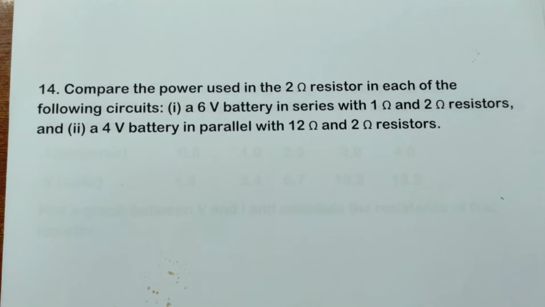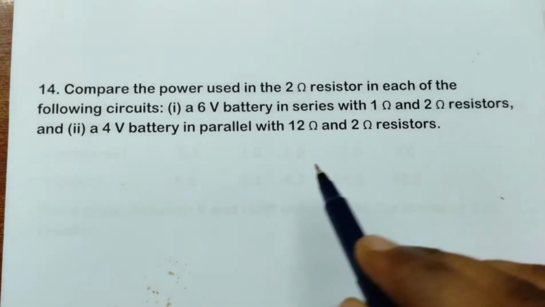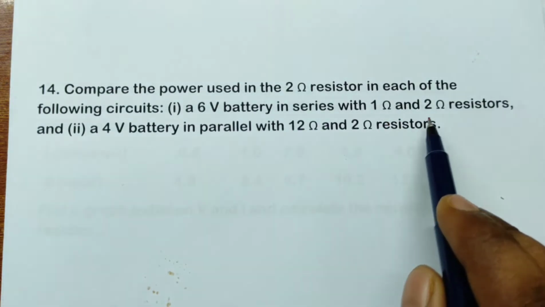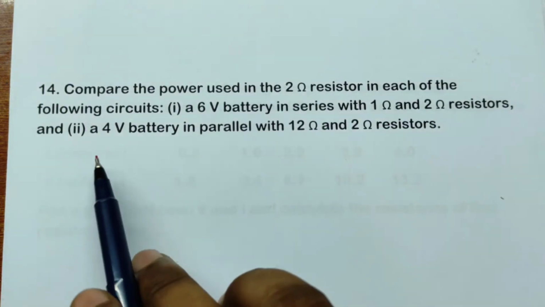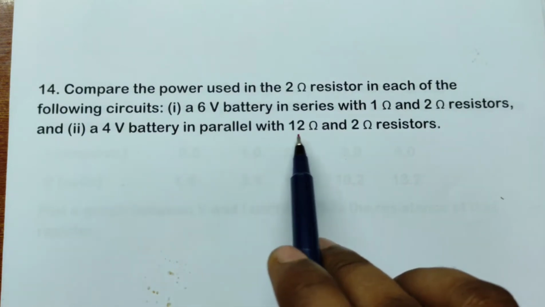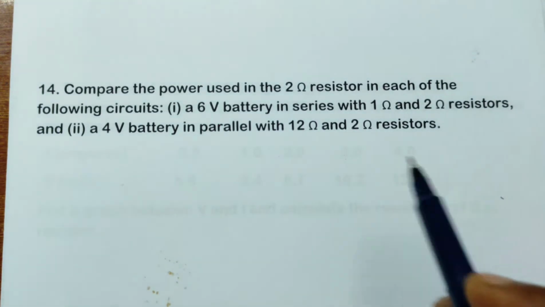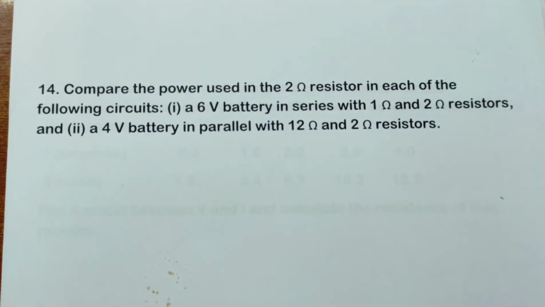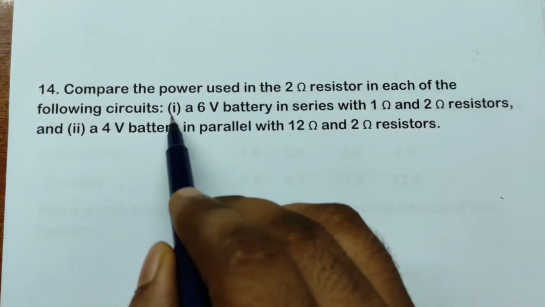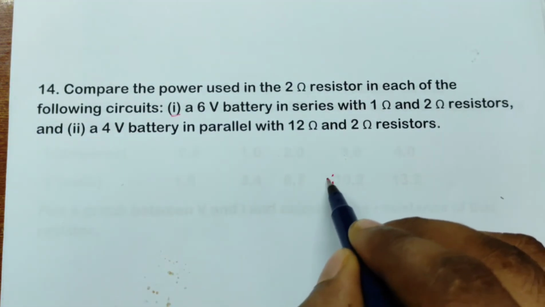Compare the power used in the 2 ohms resistor in each of the following circuits. A 6 volts battery in series with 1 ohm and 2 ohms resistors. And second one, a 4 volts battery in parallel with 12 ohms and 2 ohms resistors. First I will draw circuit diagrams, then I will explain what the question is asking. So first we will draw the circuit diagram.